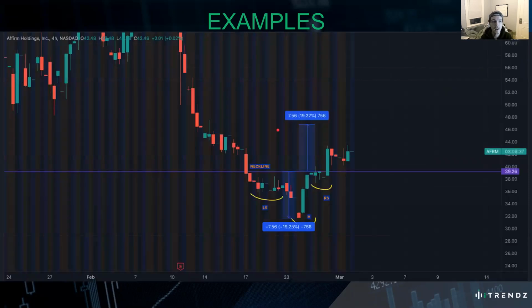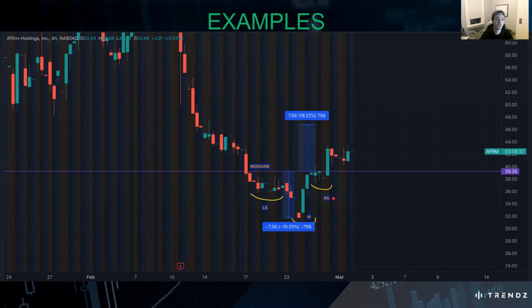So anyway, continuing on, here's another example. This is Affirm. This was super textbook. This was after Affirm dropped on earnings, this was way back here. It kind of messed around, traded sideways for a little bit, and now it's fallen even deeper. You can see this left shoulder that's developed, the head down here, and then the right shoulder. Very simple inverse head and shoulders in a down market.